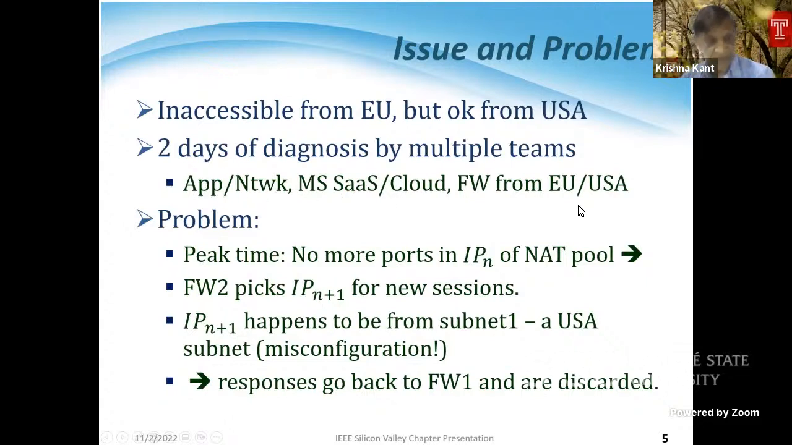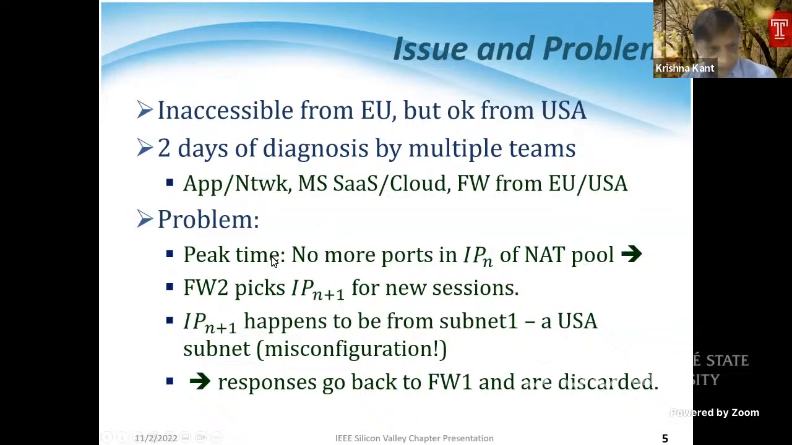Now, diagnosing this problem took 2 days, and it involved multiple teams. As you can imagine, this was a big operation. And ultimately, what they found was that the problem was with the setup of the network address translation, NAT. So as you know, what happens with NAT is that NAT has multiple IP address pools, and for each IP address pool, it starts allocating the ports, and when it runs out of the ports, then it allocates another IP address and so on.